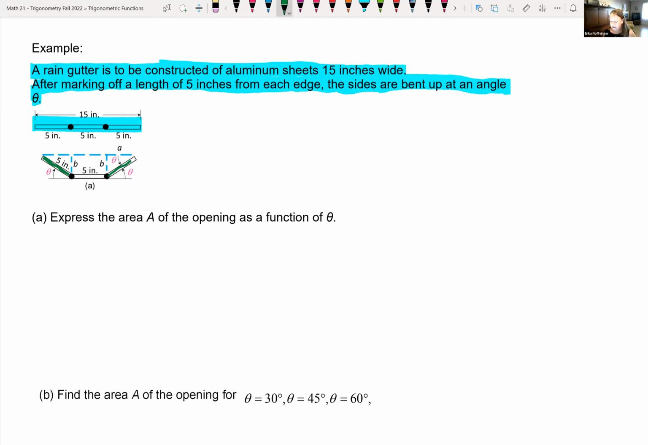Okay, so looking at this, we want to figure out the area A of the opening as a function of theta. So we have in here, if you can see, 2 triangles and a rectangle. So the area of a triangle, let's say A sub t for triangle, we know that this is 1/2 times base times height. And the area of a rectangle is base times height, or length times width.